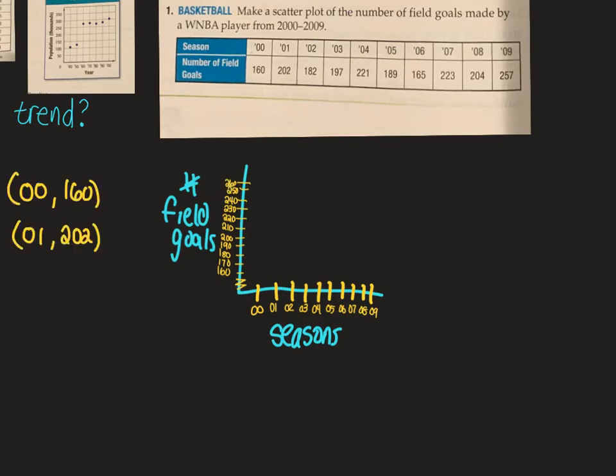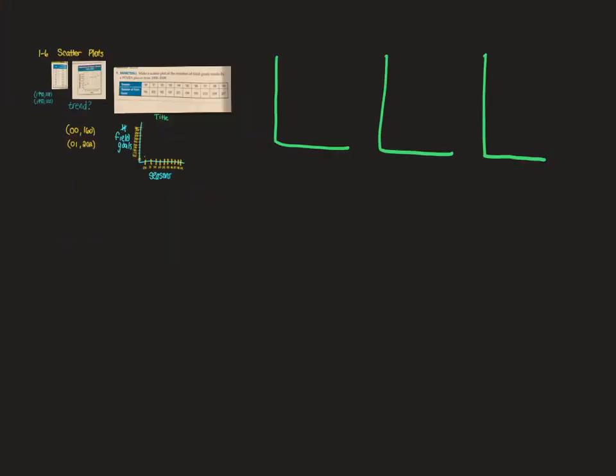Then I need to think of this table as ordered pairs. So the season 0, 0, 160 field goals. That's my X, that's my Y. I come over and I make a dot at 0, 0, and 160. And so on. So you would continue making dots. You do not connect them. Give me a title, and you're finished.